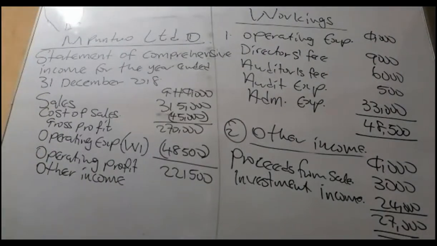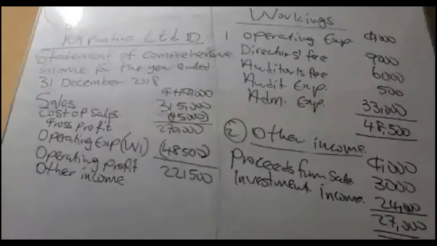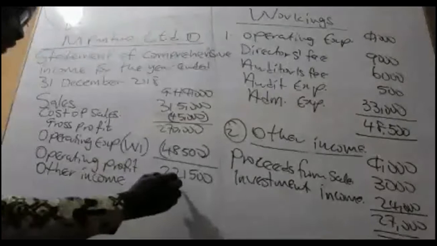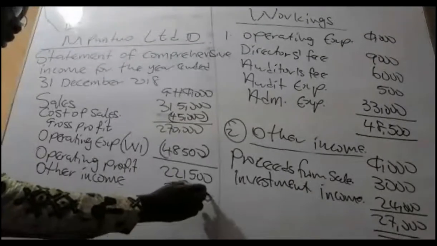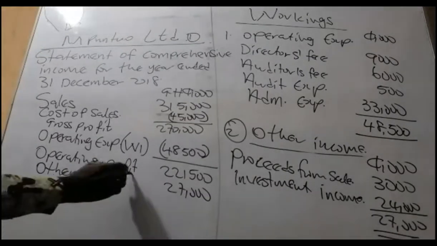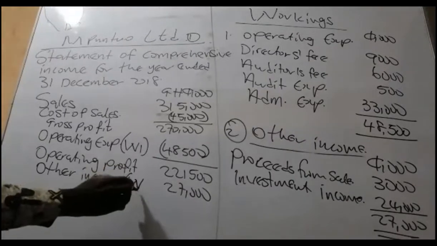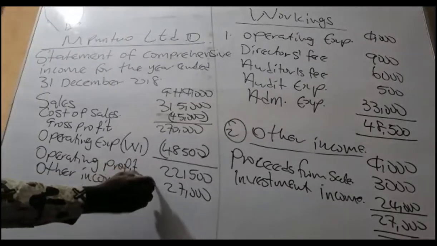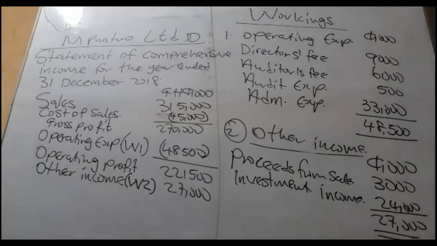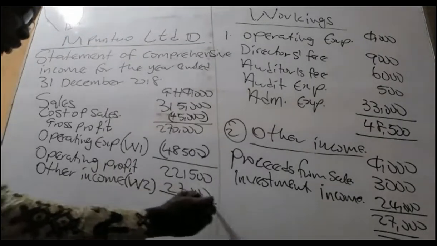Can we copy the workings for me? Then I'll take that section off. So 27,000 will be here. Don't forget to refer the examiner that they should go and mark this at workings number two. Workings number two. Good. Then we put this together.